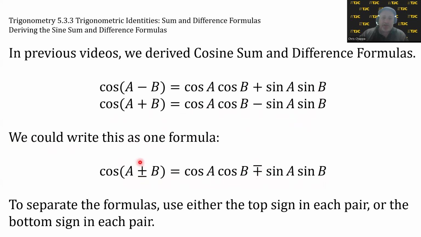Now you've probably seen the plus-minus before in the quadratic formula or elsewhere, but you may not have seen the minus-plus before. The only time a minus-plus is used is when there is already a plus-minus somewhere else in the expression and the signs disagree. For example, when it's minus on the left, it's plus on the right. When it's plus on the left, it's minus on the right. So to separate the formulas, you use either the top sign in each pair or the bottom sign in each pair. So either the plus and the minus or the minus and the plus.